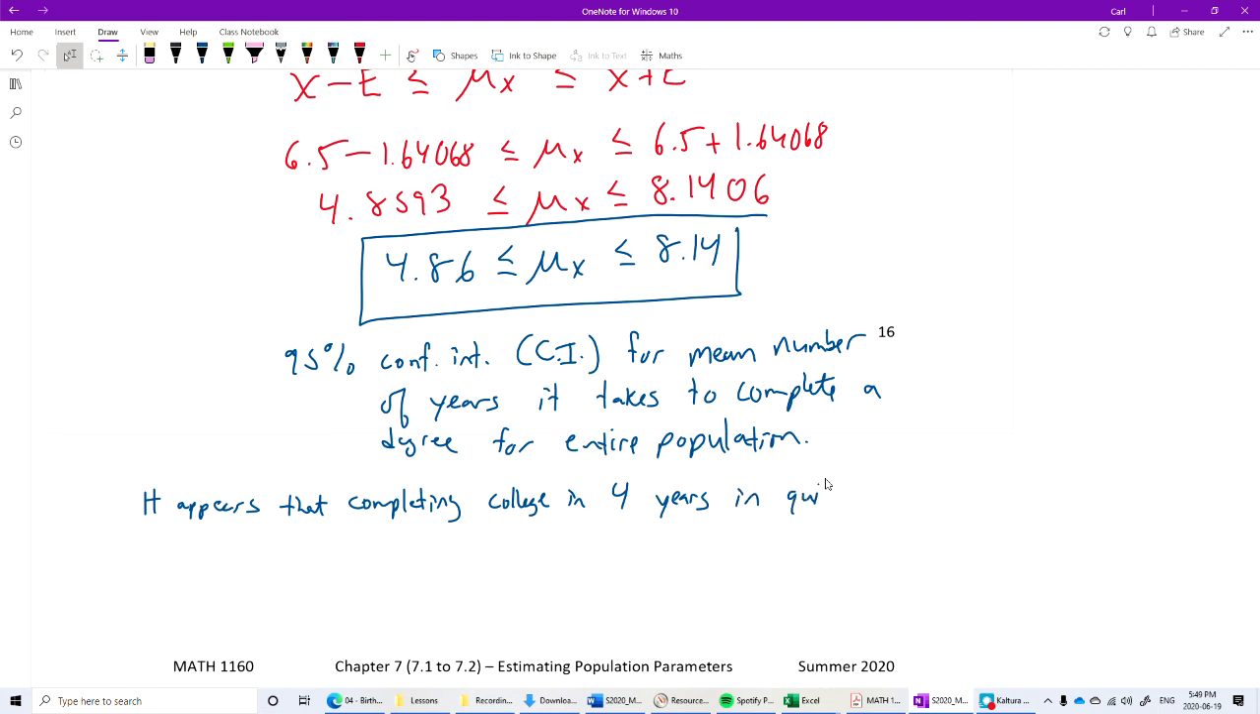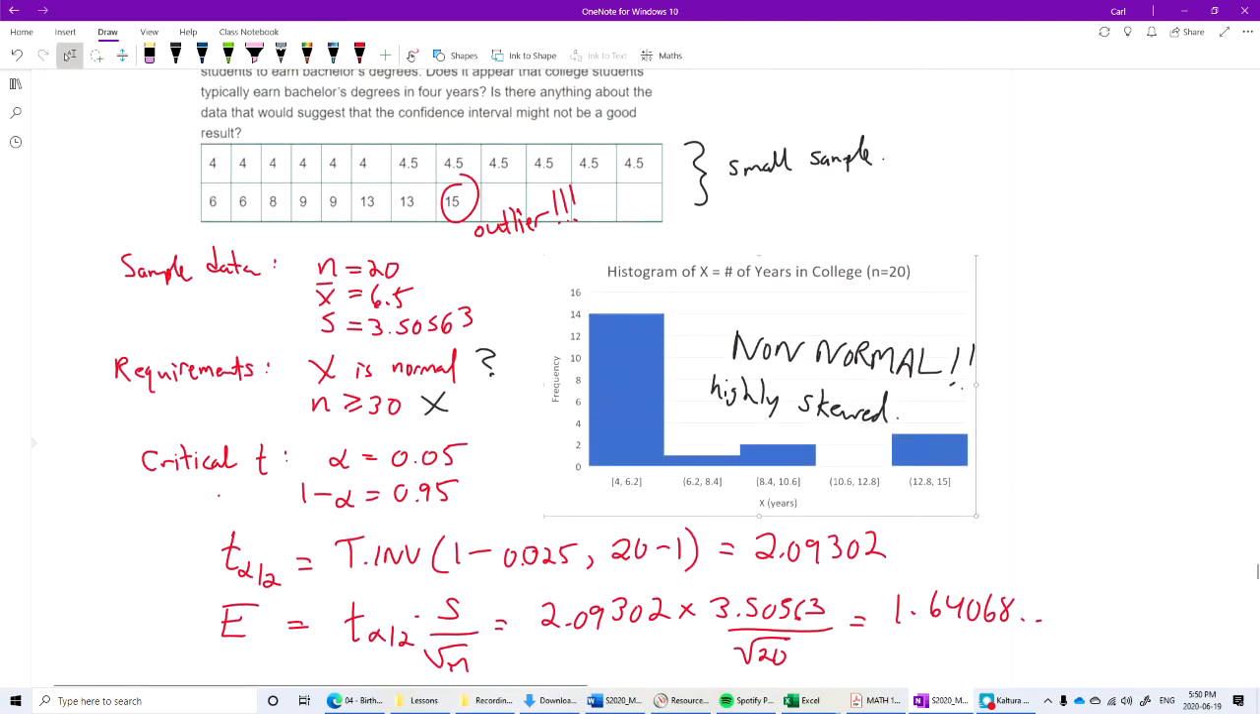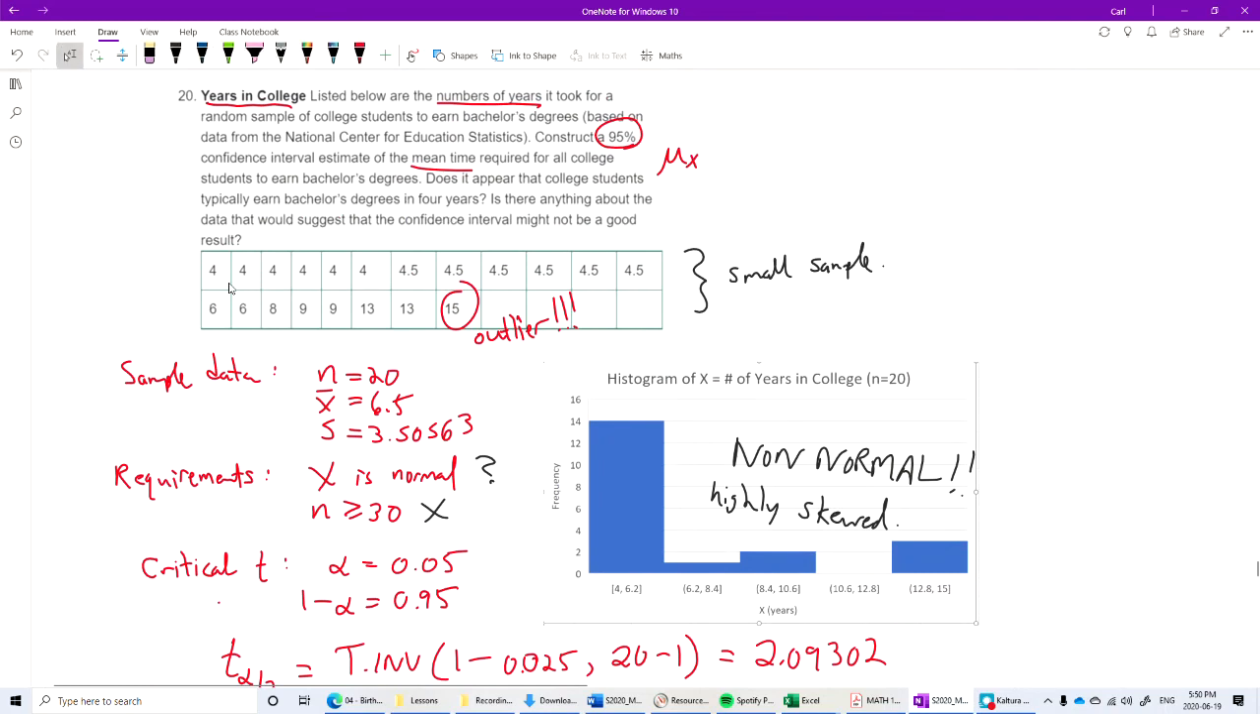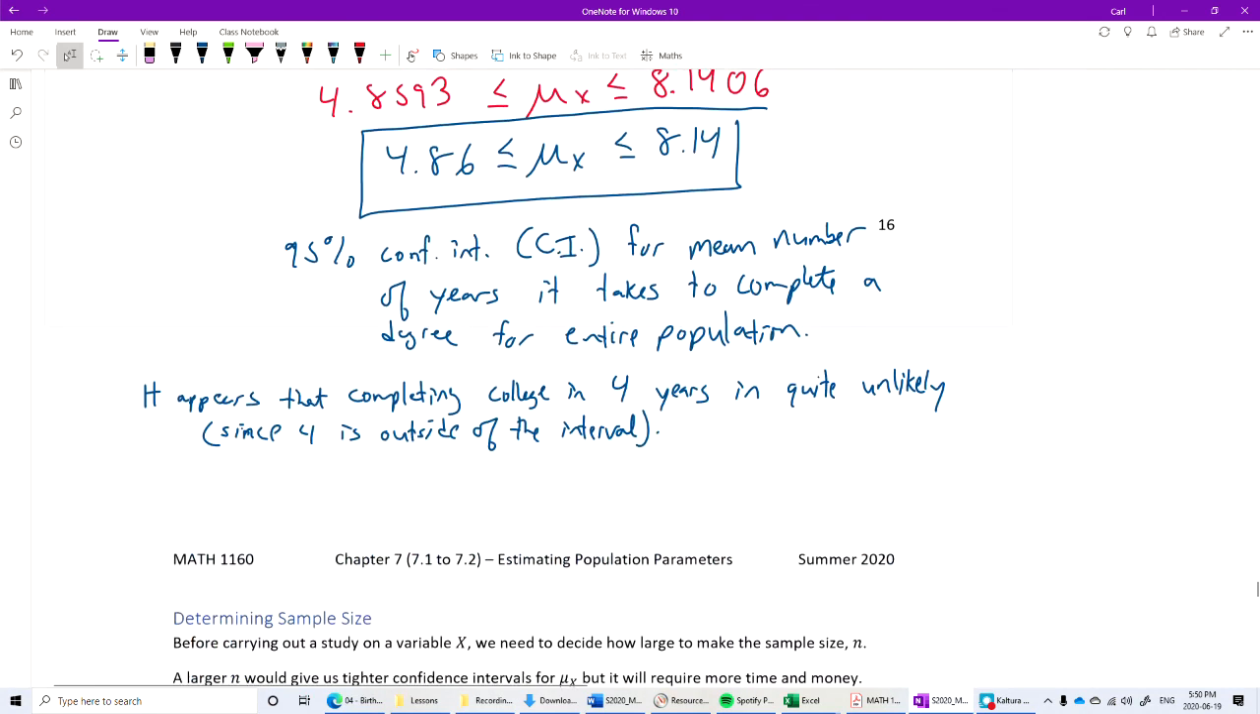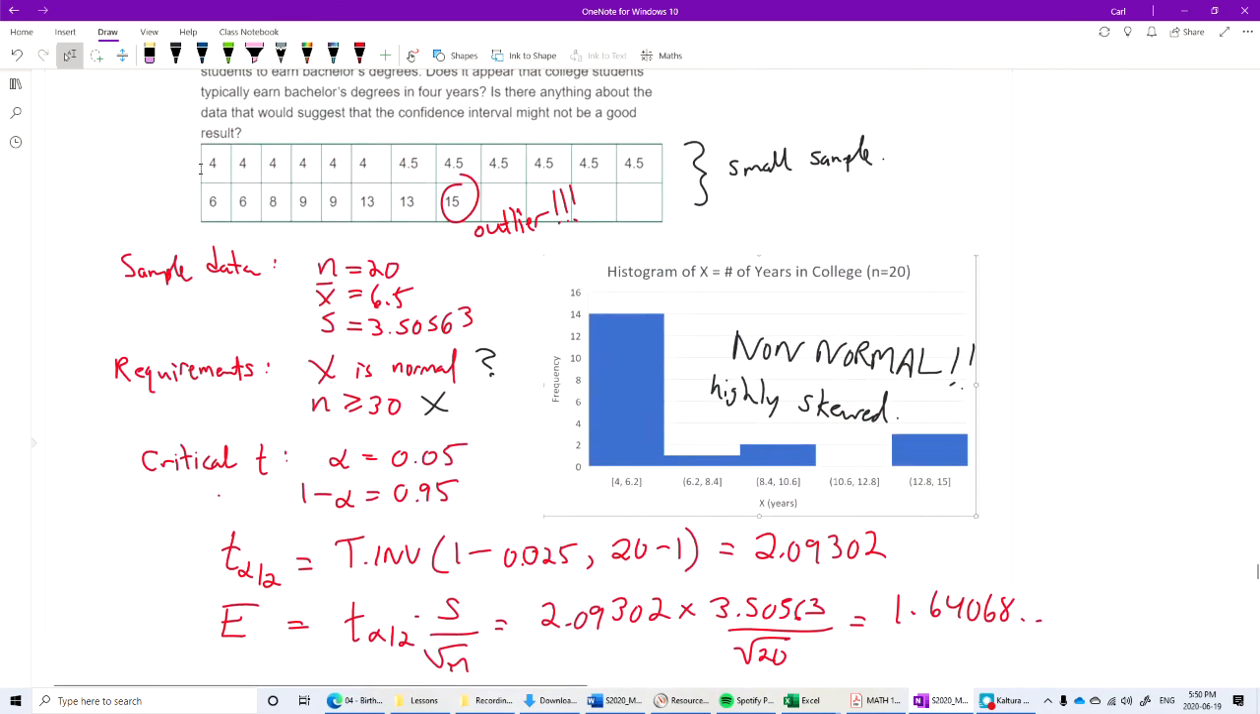It is quite unlikely, right? Because it's outside of the interval. Since 4 is outside of the interval, it's too small. But that doesn't make any sense, right? Because plenty of people completed it in 4 years. In fact, that was the most common number, tied with 4.5. 4.5 is also outside of the interval. So 12 of these people are actually outside of the confidence interval. Now that doesn't make sense. So what's wrong with this?